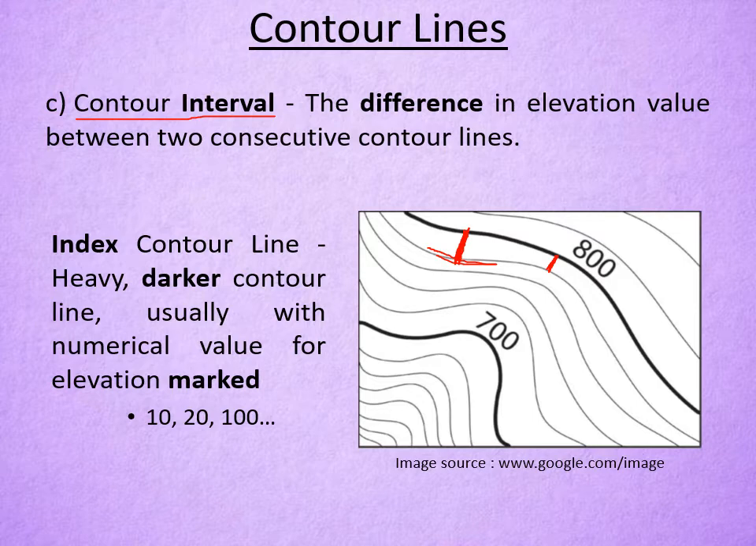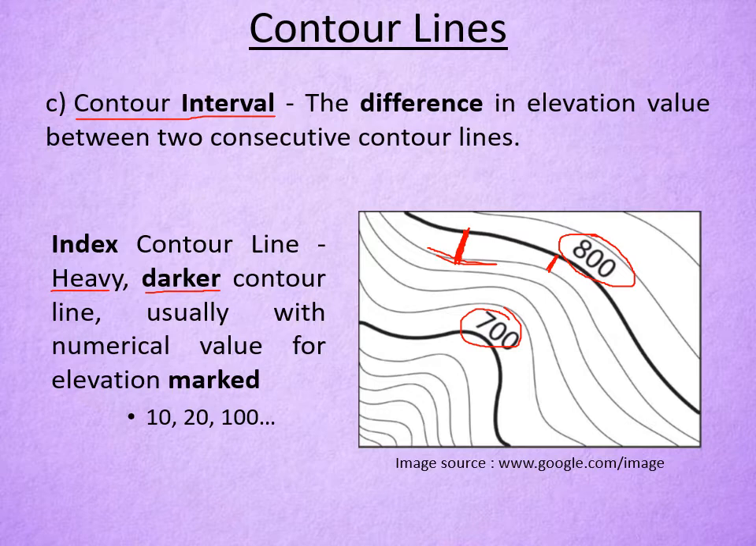Now in a contour map, we can also see that among all the contour lines, there are some contour lines which are heavy, which are bold, or which are darker compared to others. These are known as index contour lines. Say for example here it is 700, 800. These are the contour lines for which the values are given, and for the intermediate contour lines, you can see that the values are not given.